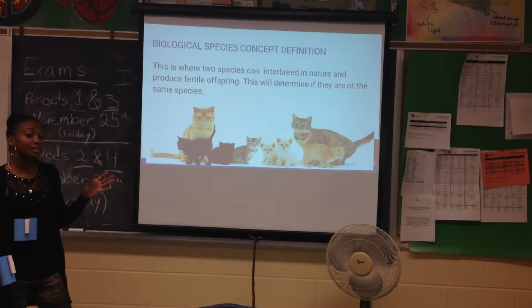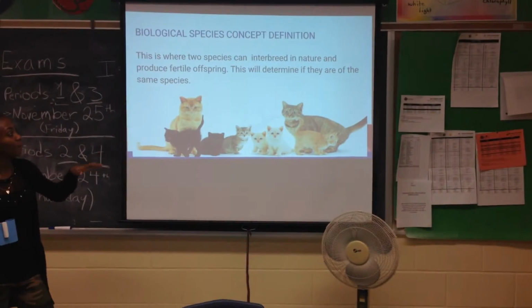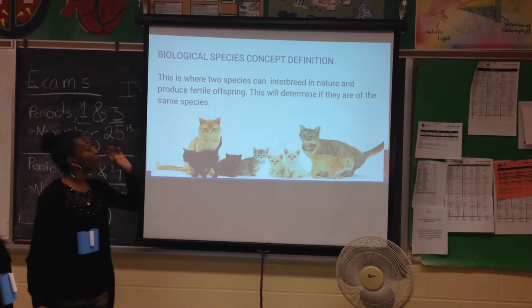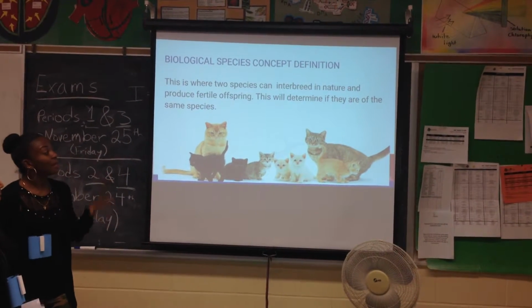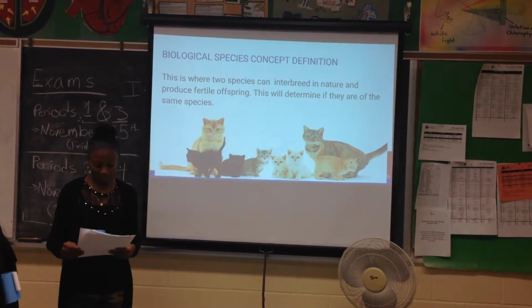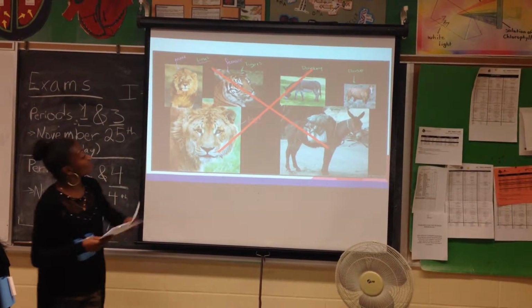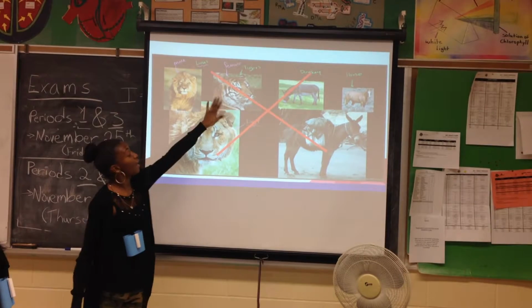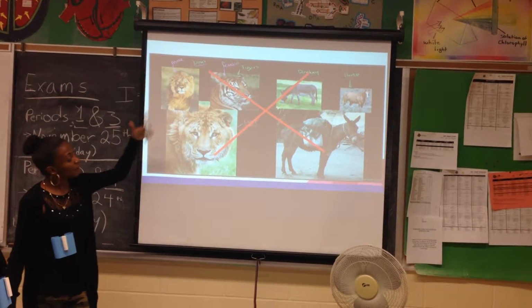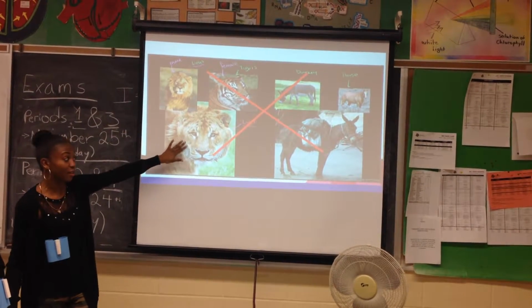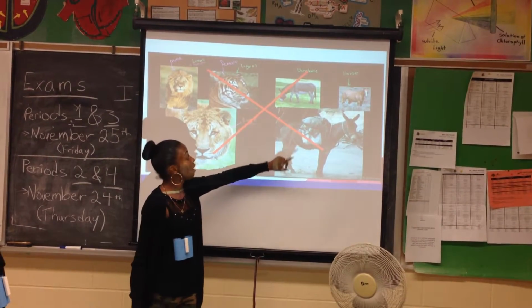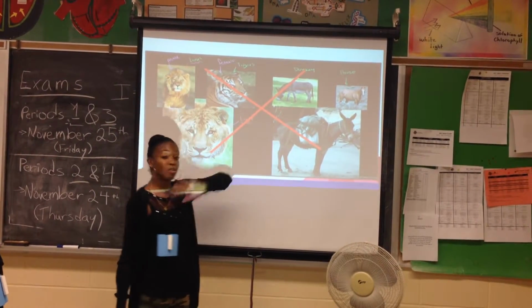Okay, so the next concept is the biological species concept. This is where two species can interbreed in nature to produce fertile offspring. This will determine the type of species it is. This is not an example of a biological species because when a lion and a tiger mate, they produce a liger. They do not produce fertile offspring. And when a donkey and a horse mate, they produce mules, and they do not produce fertile offspring.